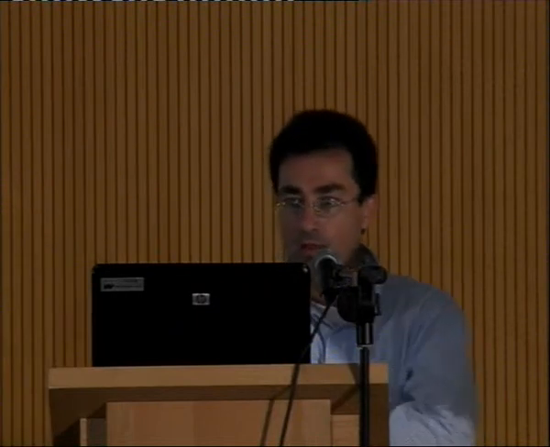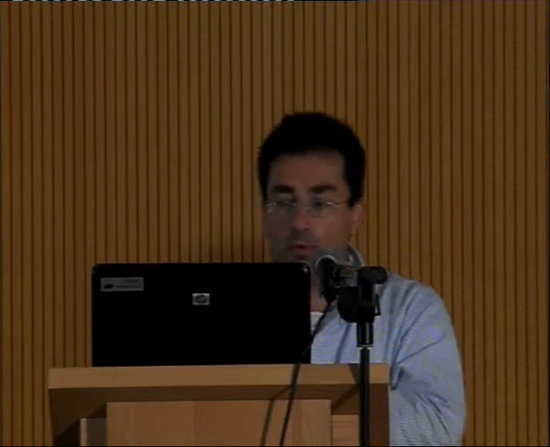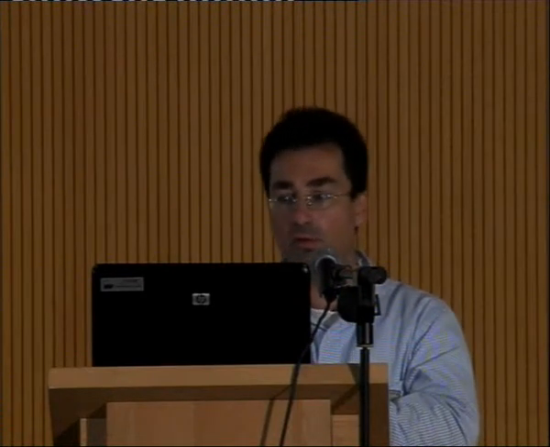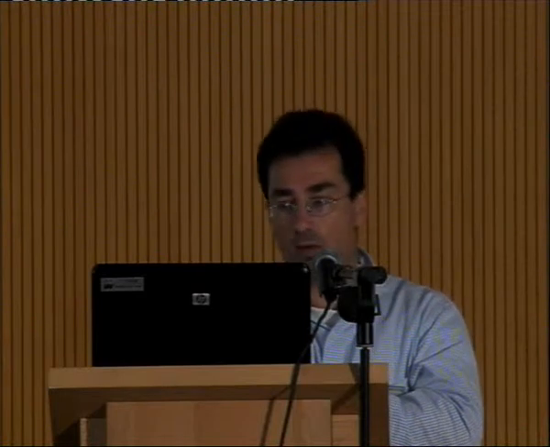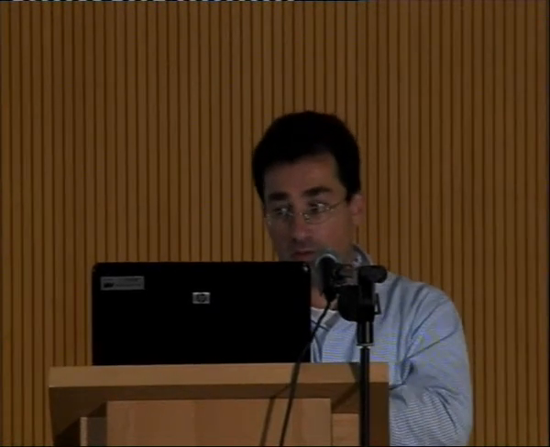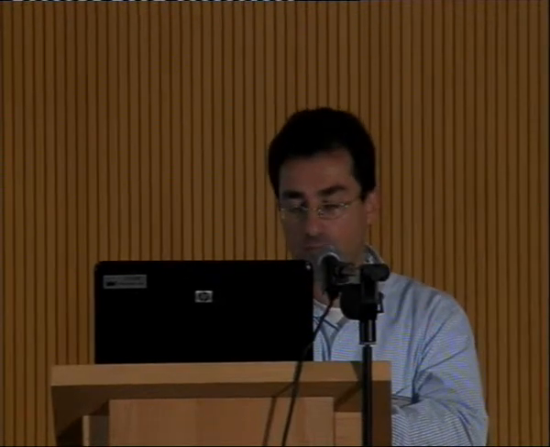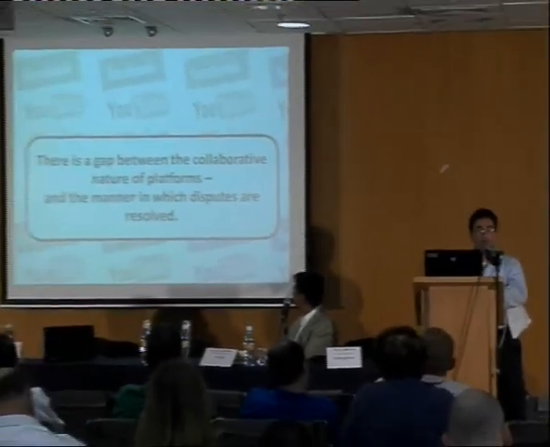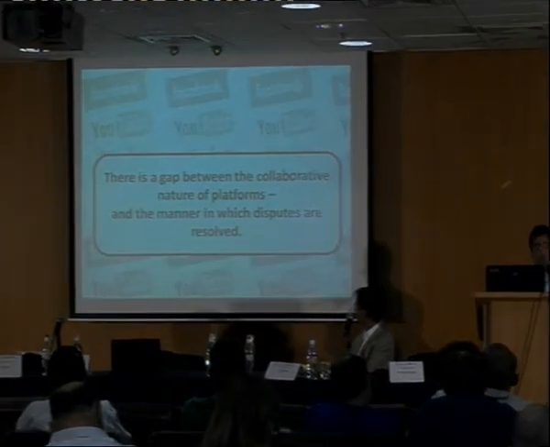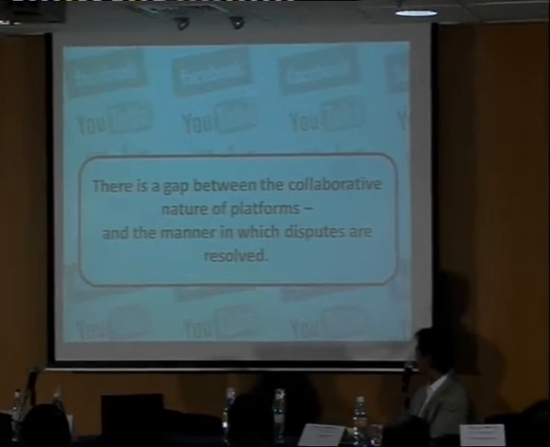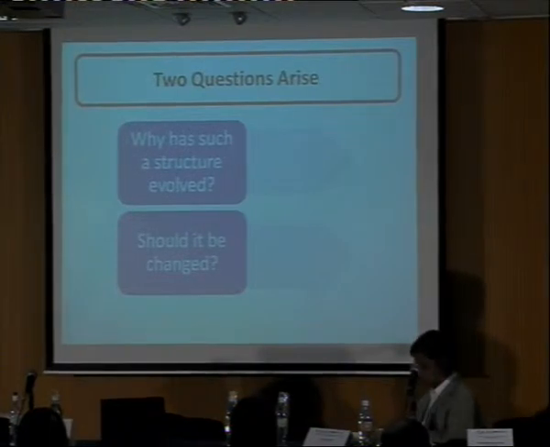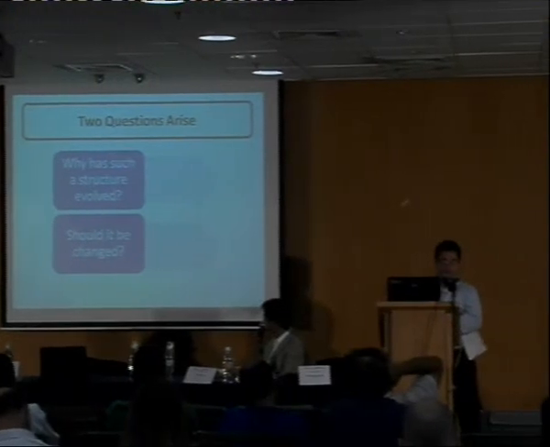So, generally speaking, we can observe that there is a gap between the collaborative nature of platforms and the manner in which disputes are being resolved. Mostly, disputes are being resolved in the usual traditional legal structure, either through the general judiciary system or through the imposition of proprietary contractual restrictions. There's no strong sense of collaboration and participation in building up the rules for settling disputes and then in determining the norms through which disputes will be decided upon. And I think that two questions arise. The first question is, why has such a structure evolved? The second question is, should it be changed?